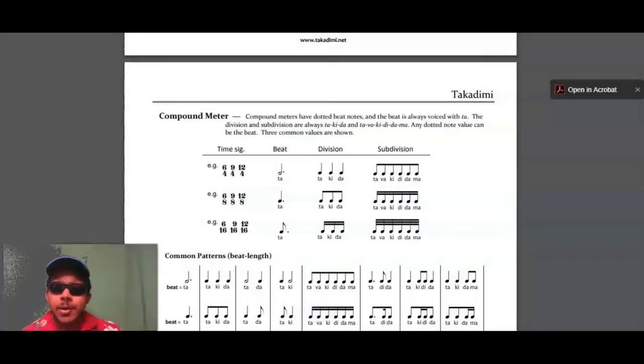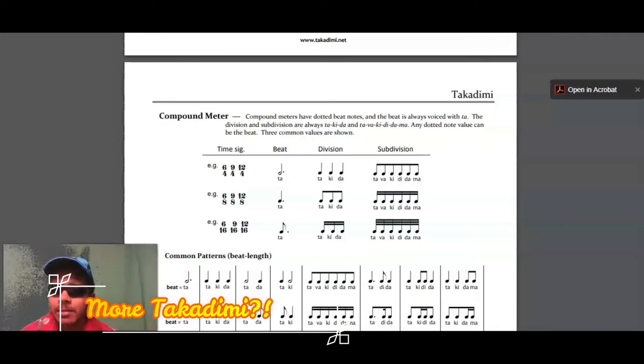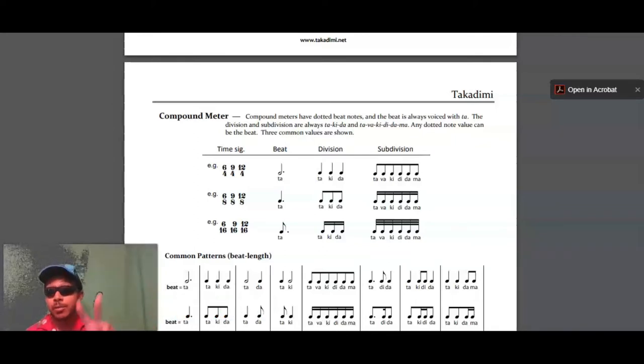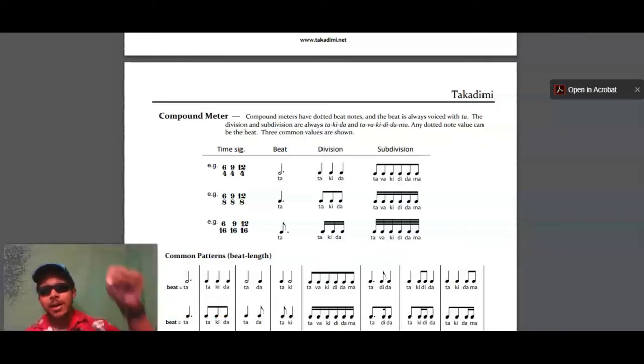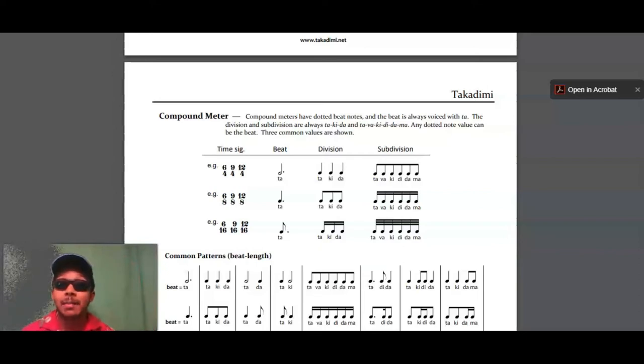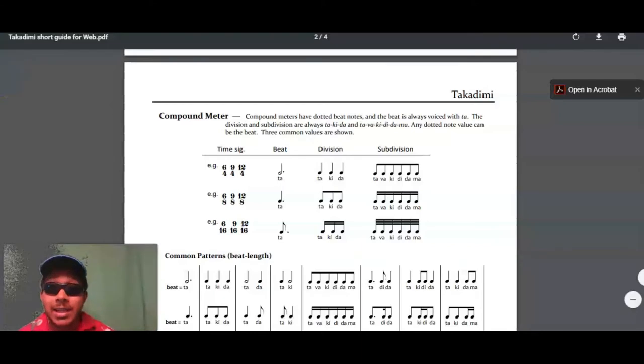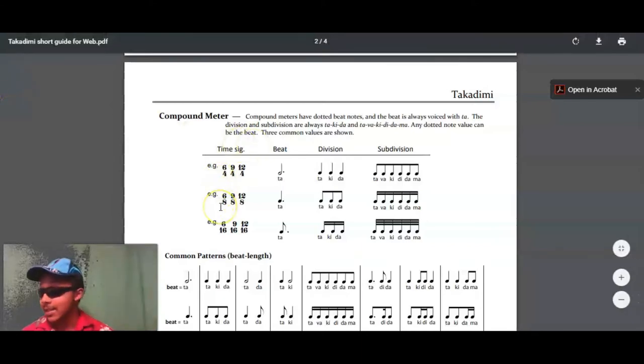Alright, before we dive into our first folk song, we've got to review meter, time signature, and our takadimi syllables that we're going to use today. Previously, most of our songs have been in a simple meter in groups of 2, 3, or 4. Today's song is in a compound meter that has the dotted note as the beat. More specifically, today's compound meter is in 6/8.